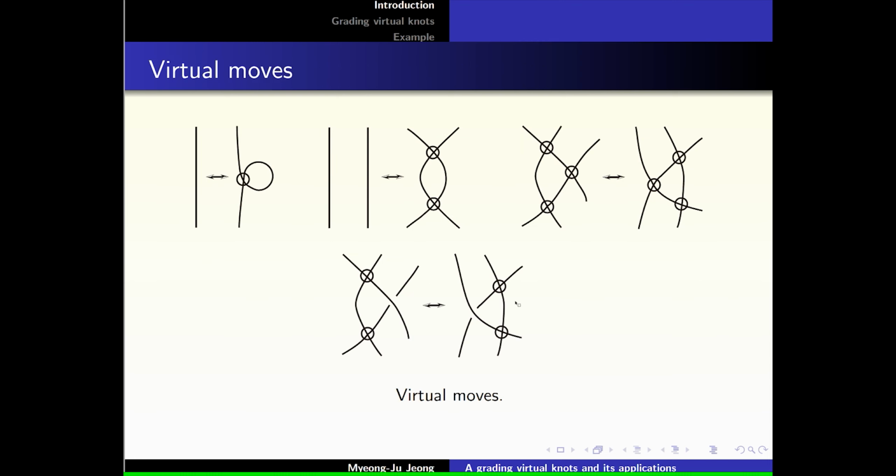And similarly, we can also define a virtual version of Reidemeister moves for virtual knots. So you can see that these three moves are similar to the Reidemeister moves, and in addition we consider another move like this one, and these moves are called virtual moves.